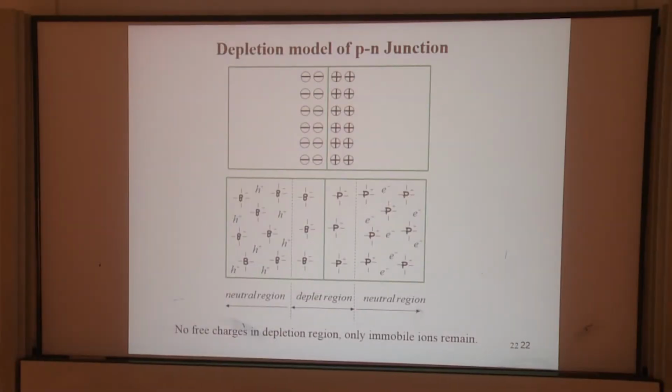When N-type and P-type semiconductors are in contact, then at the interface, it will automatically form a so-called built-in electric field at the interface. Okay.